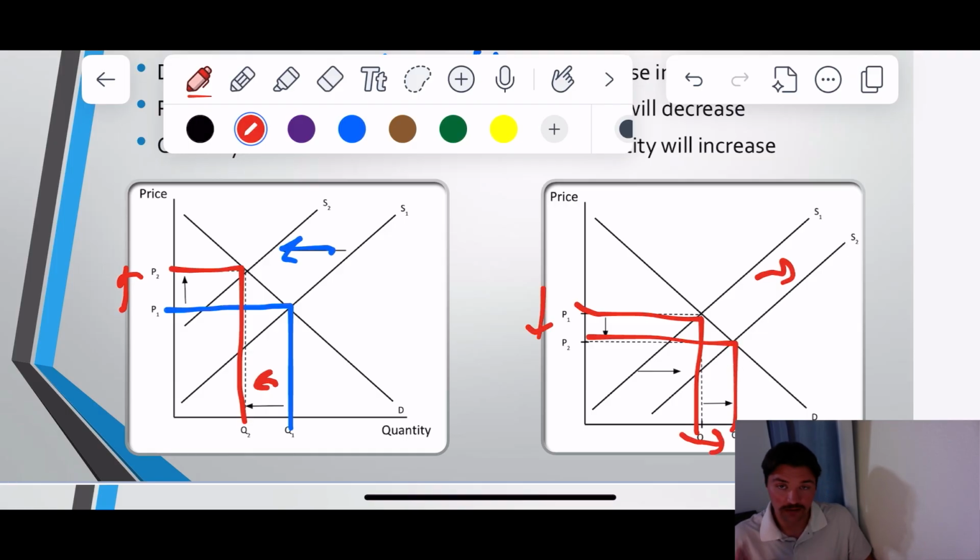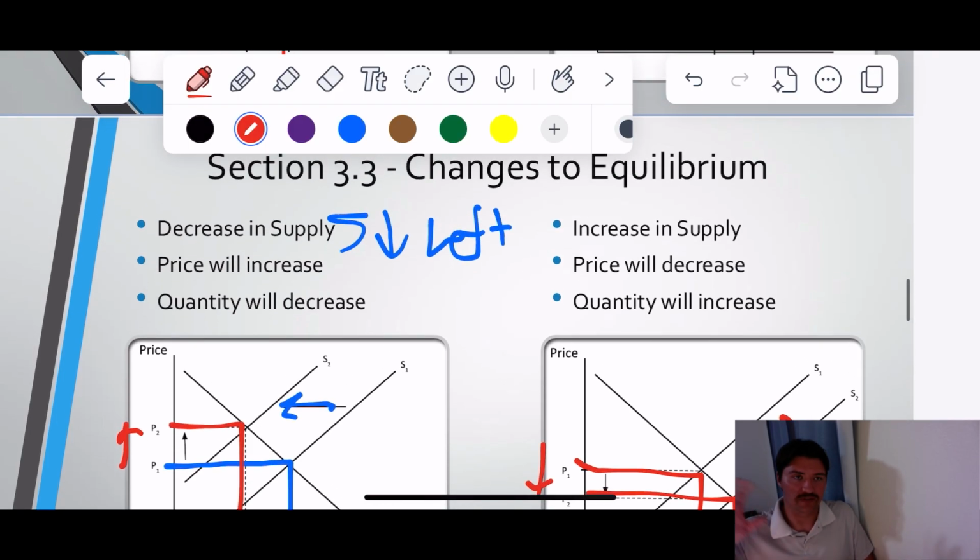The supply is a little bit easier in the sense of, like, think of the supply of diamonds. If there's a lower supply of diamonds, the quantity is lower because there's less of them, and the price is higher because there are less of them. They're more rare, so the higher price. But if there was a bigger supply of diamonds, we would see a lower price, right? Because there's more of them. So this is what we're looking at in terms of changes to the equilibrium.